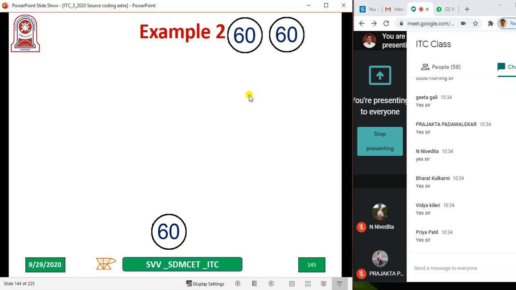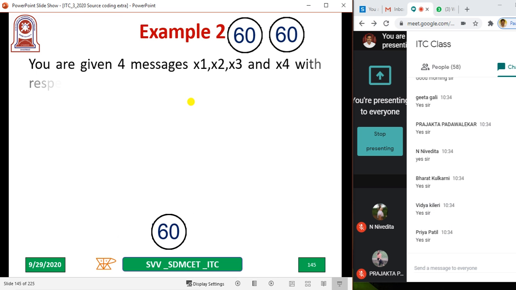Next slide. Let us take one example. You are given 4 messages. Copy down. You are given 4 messages x1, x2, x3 and x4 with the respective probabilities 0.1, 0.2, 0.3, 0.4.